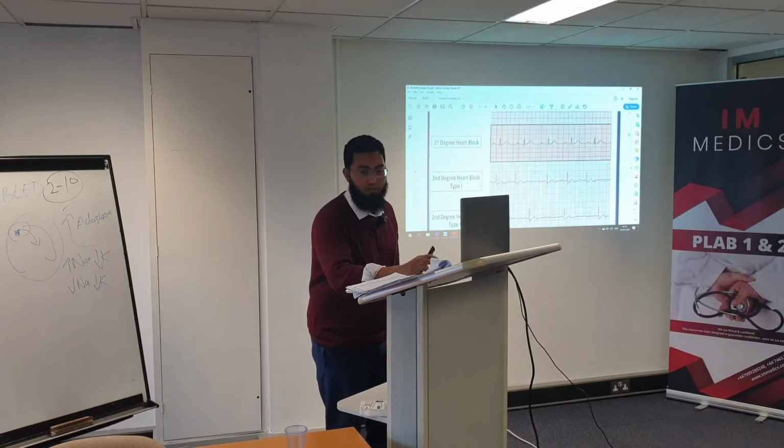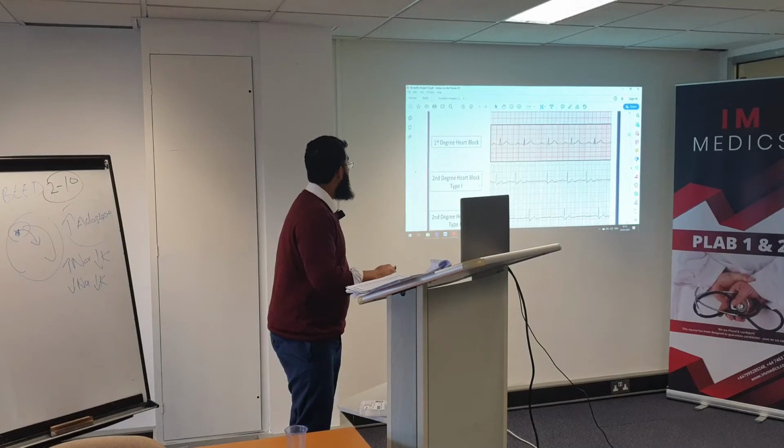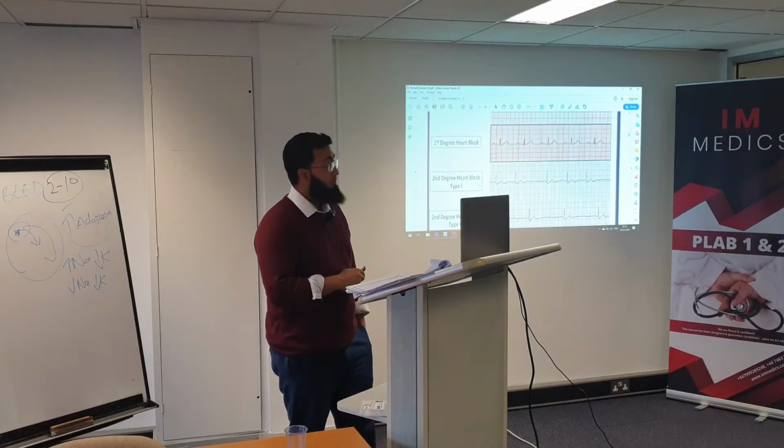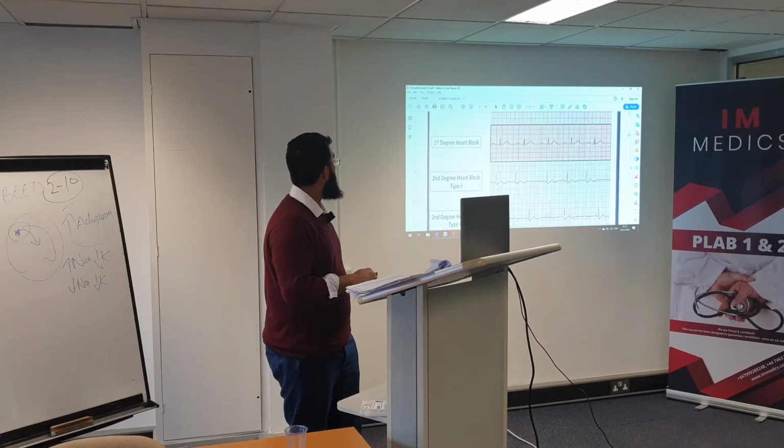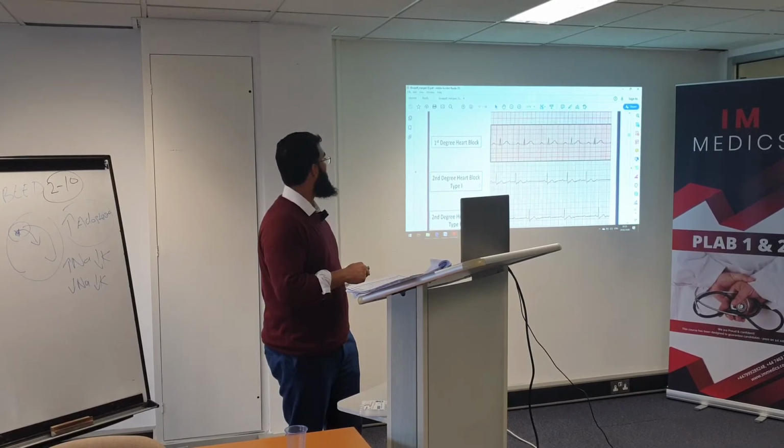Second one, important here, you have PR interval here, as you can see. Can you see this one there? It gets slightly bigger there, right? Okay, so here is a P wave. PR interval here. P wave here. PR slightly bit longer in length.